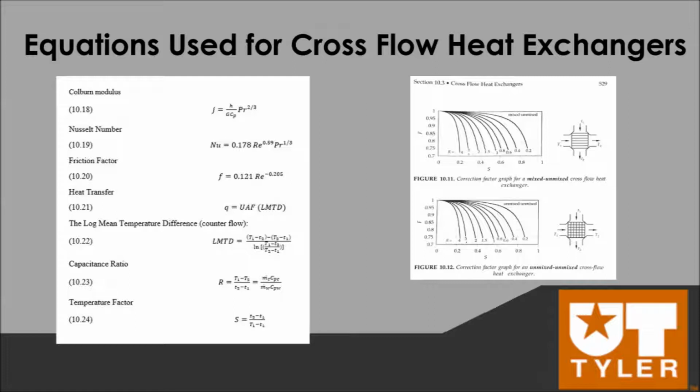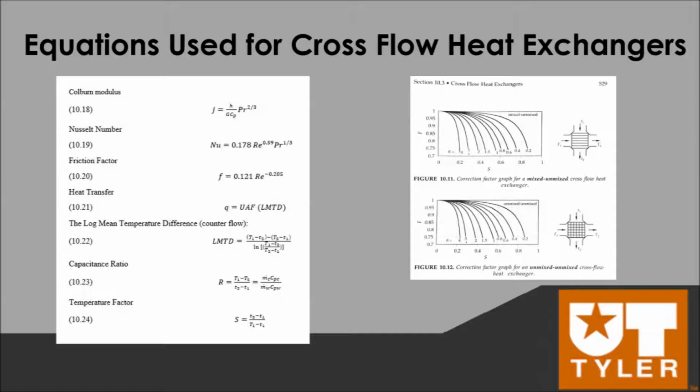Equation 10.24, temperature factor S. This equation is the cooler outlet minus the cooler inlet, all over the warmer inlet minus the cooler inlet temperatures. Like in double pipe heat exchangers, the correction factor for cross-flow heat exchangers is a function of capacitance ratio R and temperature factor S. Figures 10.10, 10.11, and 10.12 are the correction factor graphs for mixed, unmixed, and unmixed cross-flow heat exchangers, respectively.